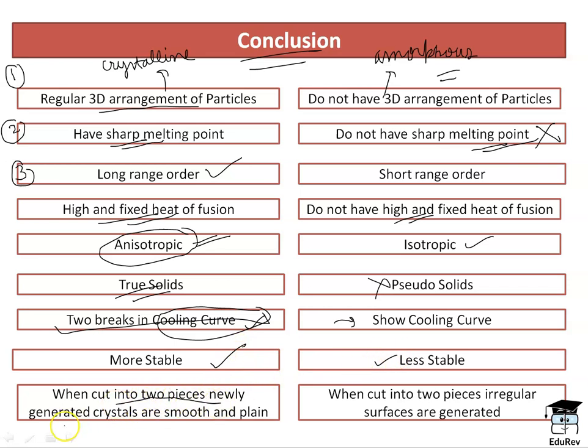When cut into two pieces, the new surfaces generated in crystals are smooth and plain, whereas in the case of amorphous solids, when cut into two pieces, the surfaces generated are irregular and rough. So these were the points we discussed in this video.